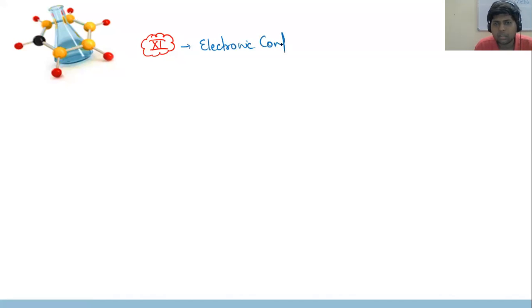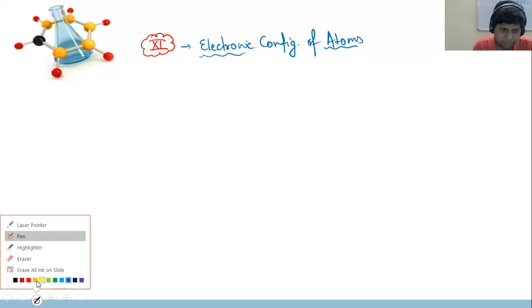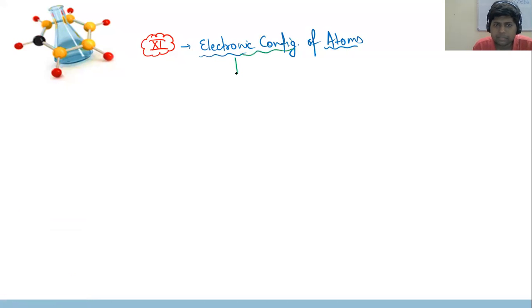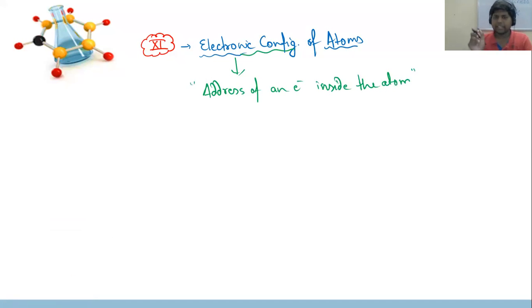Electronic configuration of atoms. Okay, so what is the meaning of electronic configuration? It gives the address of an electron inside the atom. So a particular electron, where exactly that electron is located inside the atom, that is given by its electronic configuration. Is it clear to everyone?